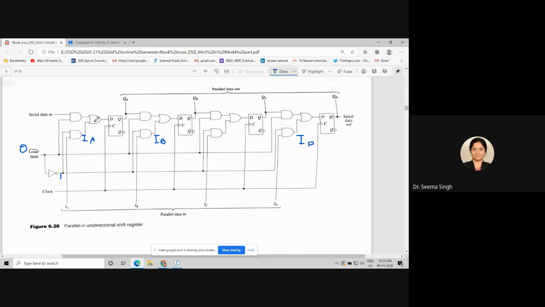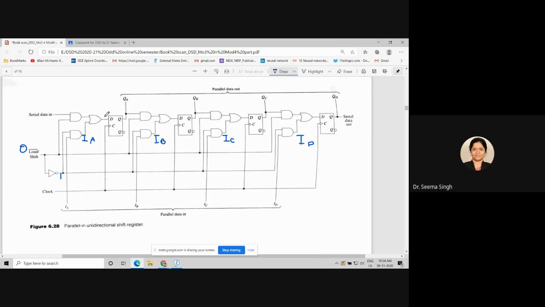Because this is an OR gate, without bothering about your shift or second AND gate, if IA is here, your parallel input data is here, then what will happen? All the 4 bits of the data, which are named IA, IB, IC and ID here, will be loaded here.